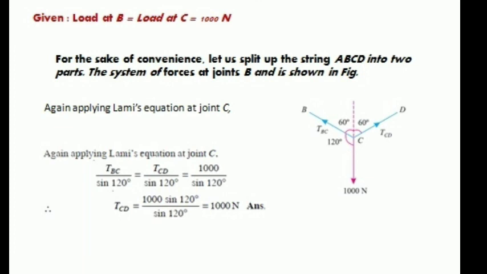All the angles are 120, as you can see, and we can easily solve this by applying simple geometry. After that, applying simple multiplication, we can already see that the sine 120 and sine 120 cancel out. Then tension CD is equal to 1000 kilonewtons. This way, we can easily solve the simple problem by applying Lami's theorem.